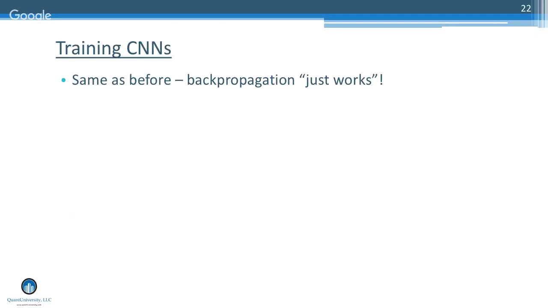For training, backpropagation really pretty much just works. You compute your derivative. Each weight is used in a lot of different places, so you have to add up the contributions for each of those places it was used. But you just add them up, and you get your gradient updates the same way as before.